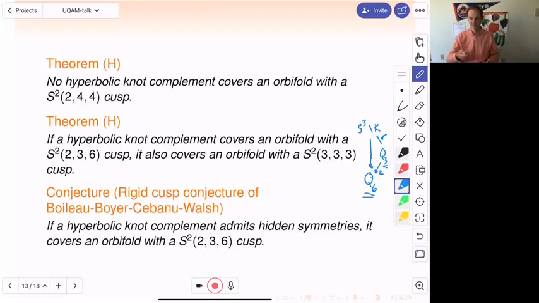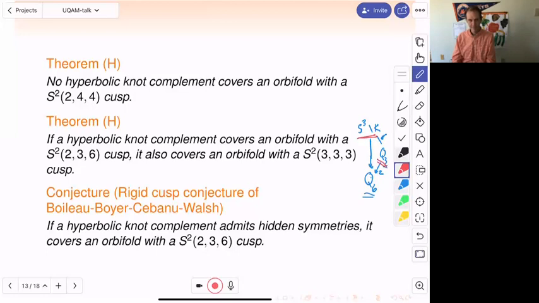Namely, if you have an S3 minus K guy covering some orbifold with a 3-3-3 cusp, can we extend it? Is there naturally some extra bit of two torsion that's showing up on the cusp?